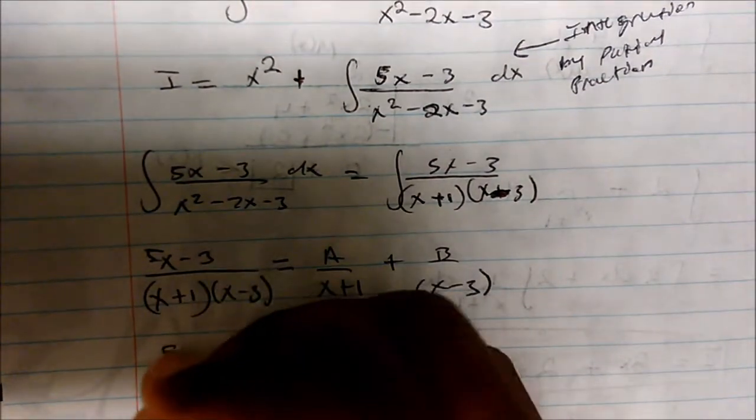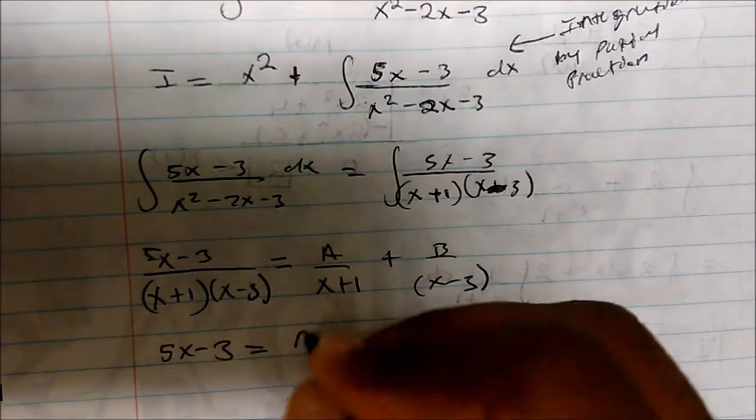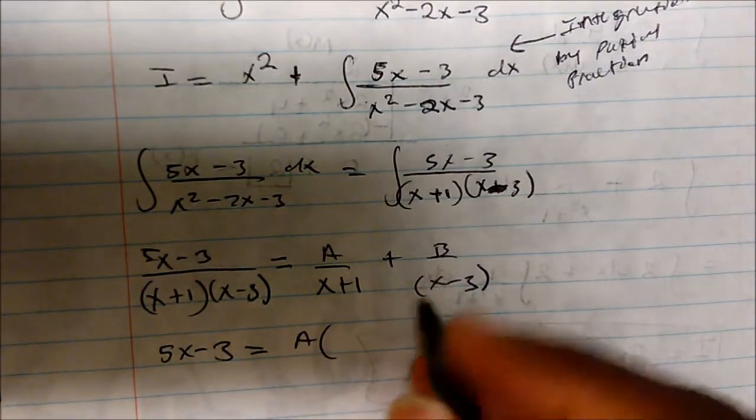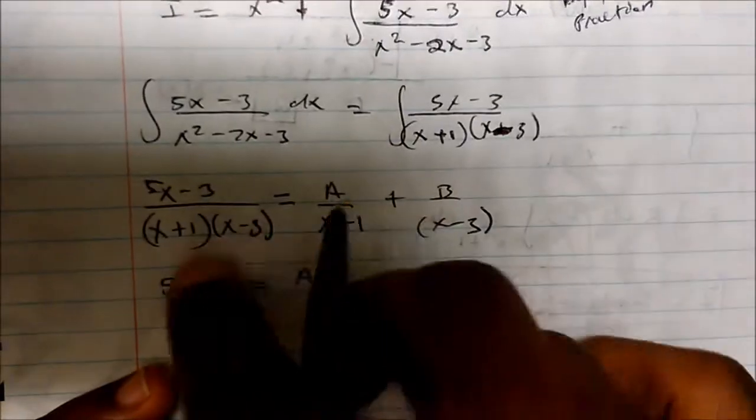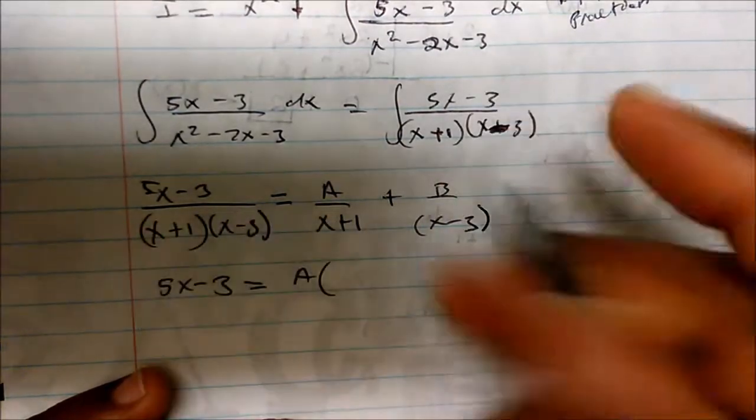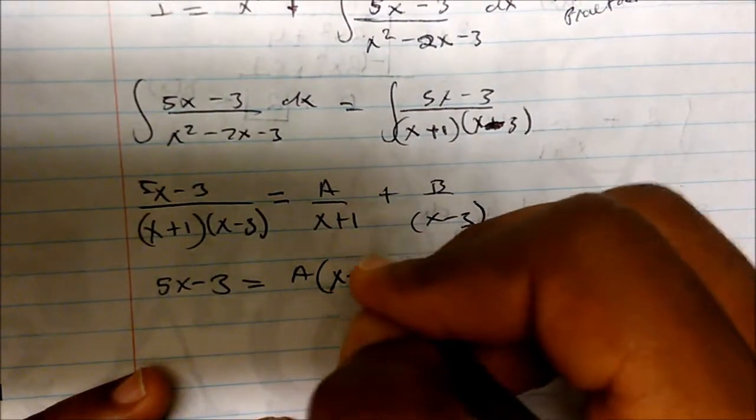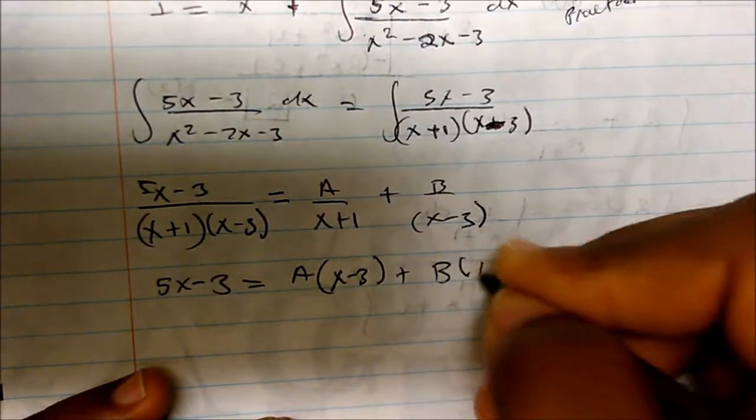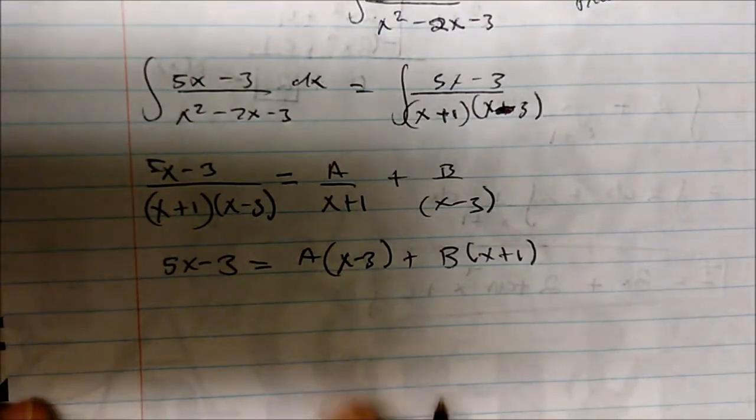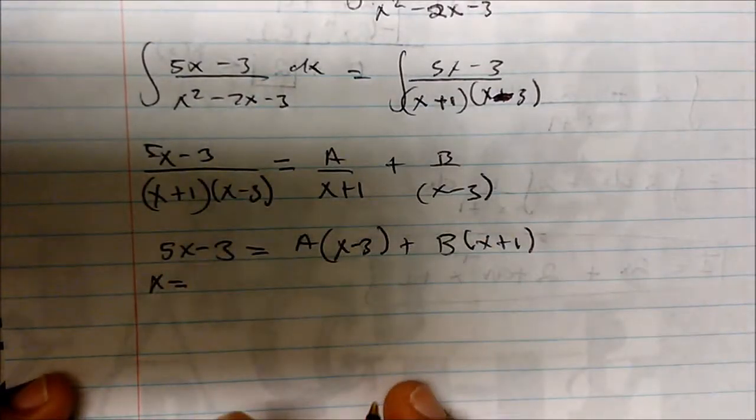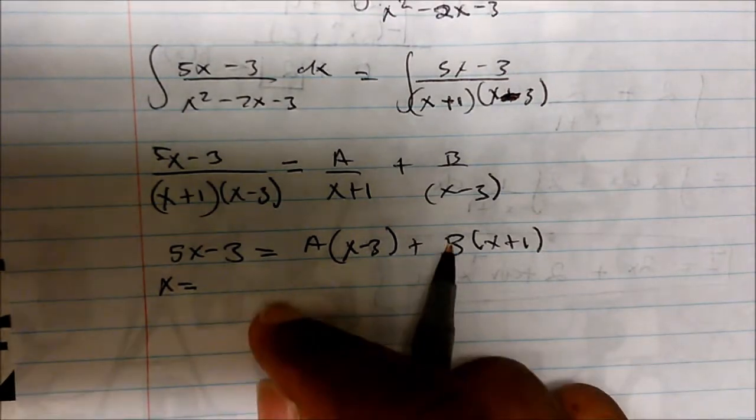Okay, and so if we do this, this becomes 5x minus 3, and that is equal to a times, we have an x plus 1 in common, so this becomes a times x minus 3 plus b times x plus 1. Okay, and the idea is that I said I wasn't going to do it, but I might as well do it.